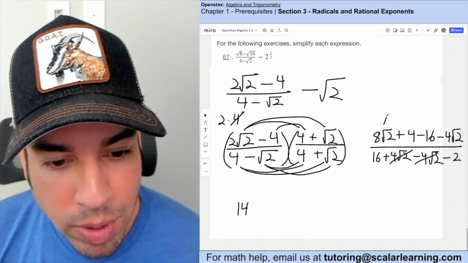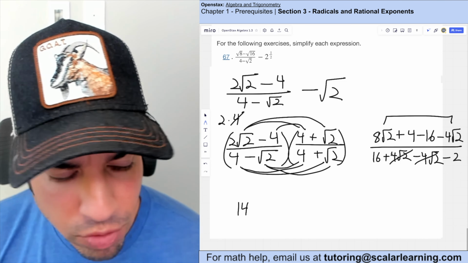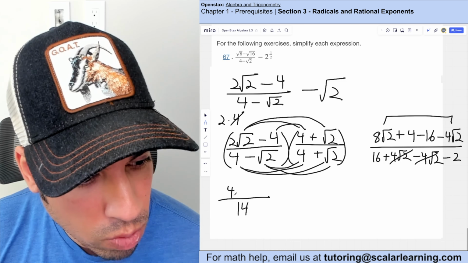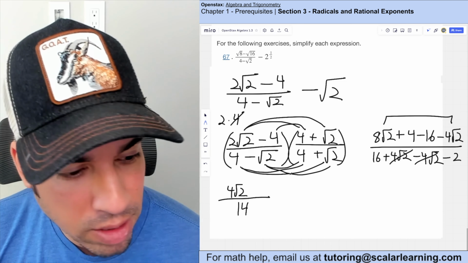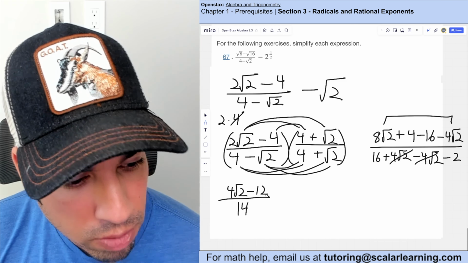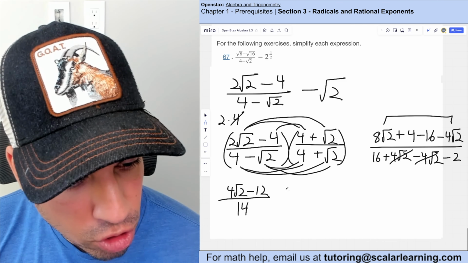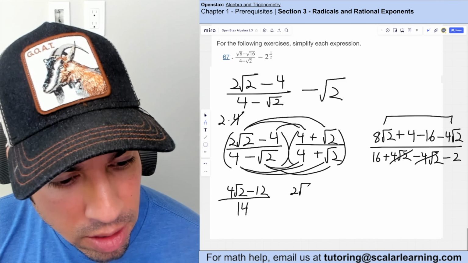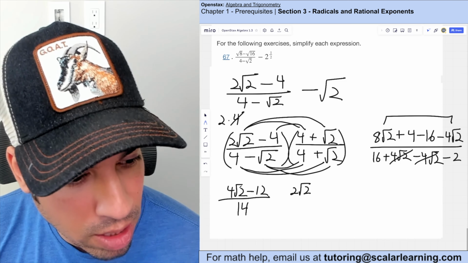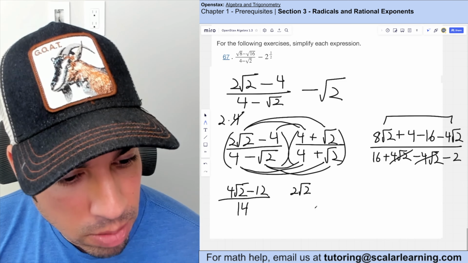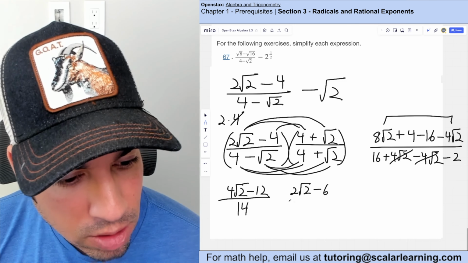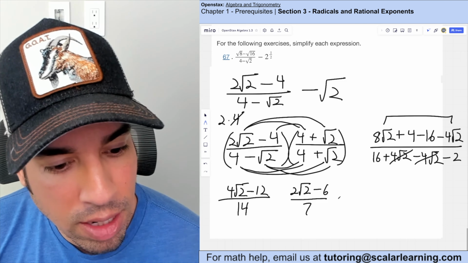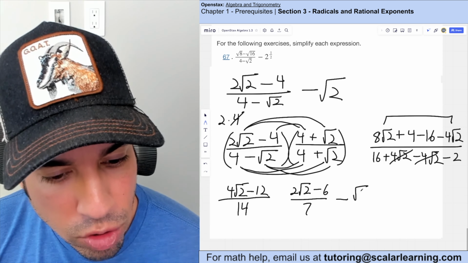On the top, we can combine these guys. 8 rad 2 minus 4 rad 2 is simply 4 rad 2. And 4 minus 16 is negative 12. Then to further simplify, I can divide everything by 2, and I get 2 rad 2. When I say divide by 2, I mean the outside numbers, not the inside, the radical numbers. And then minus 6 over 7. And then we still got that minus square root of 2 over here.